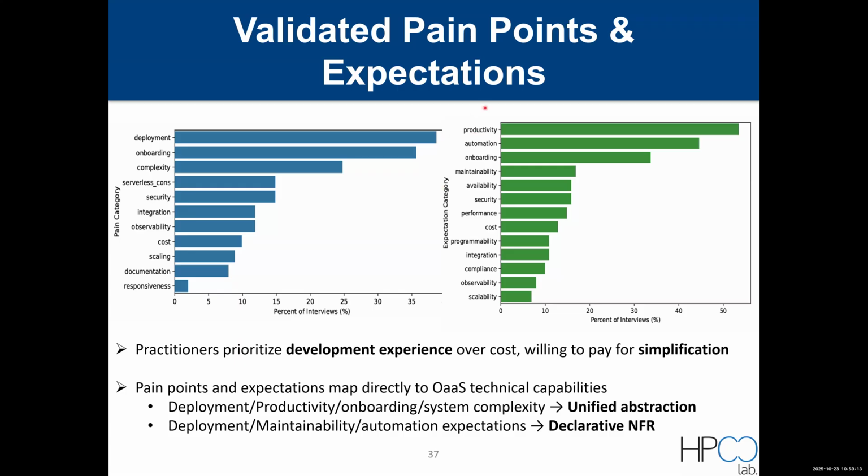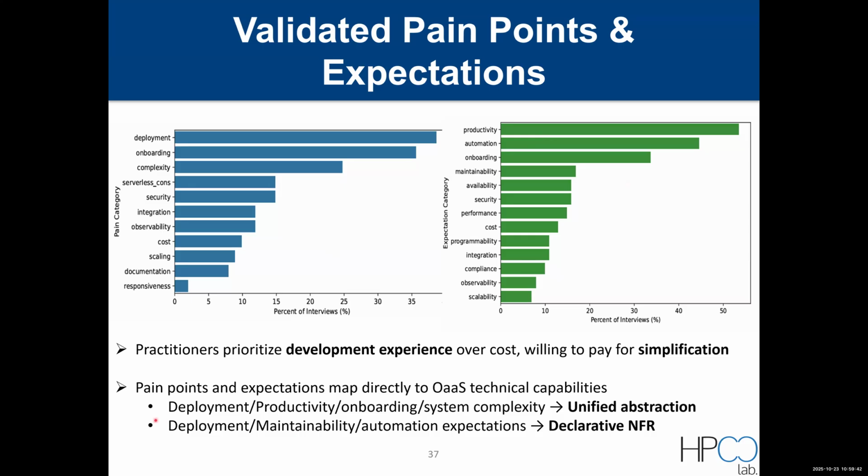And the next part is the expectation. Most of them want to improve productivity, of course; they want to work faster. Sometimes it's not in the form of productivity; it comes in the form of automation. So they don't want to work anymore. They want something to do it for them, and then we have onboarding.